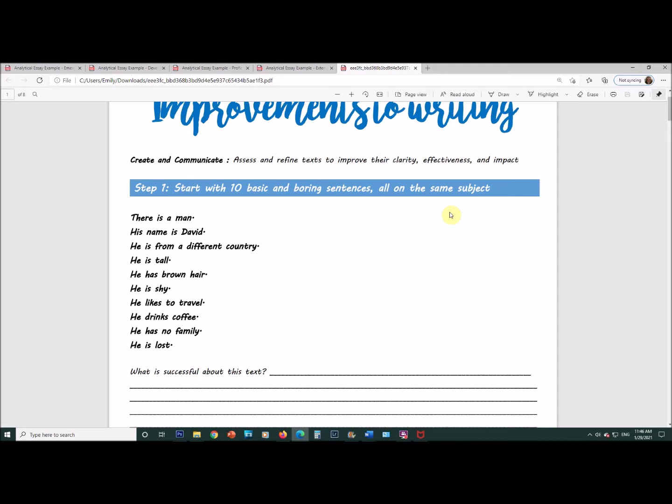He is lost. When I was writing this, I really didn't have an idea of where I was going to go with it. It was only as I started writing it more that I was like, oh, I think I've got a better idea of where I want to take this. So you don't even have to have an idea of the whole story. Just start with 10 sentences.